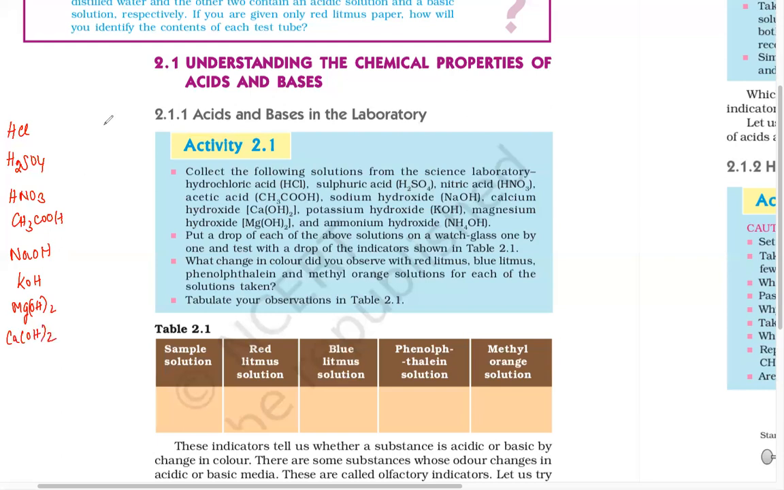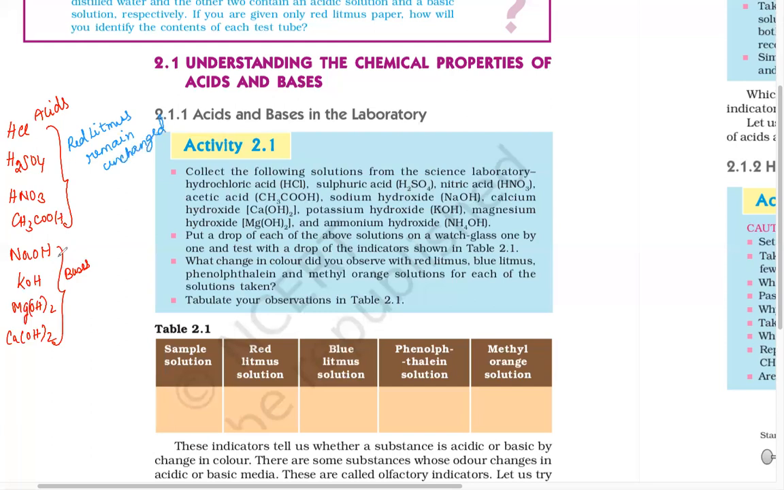So how do we write it? So these are all acids and these are all bases, correct? How do we write it? See, here we have to do the red litmus paper. For all the acids, the red litmus paper will remain unchanged.